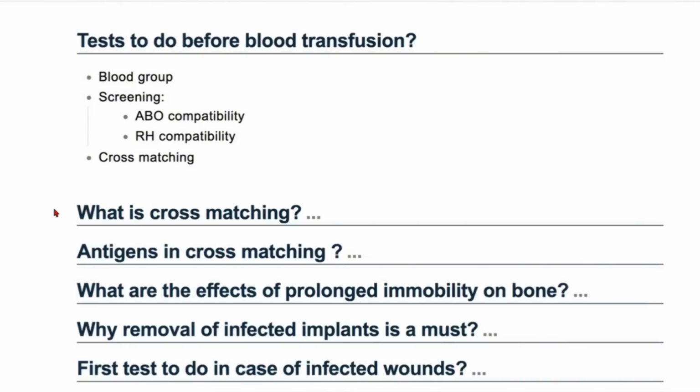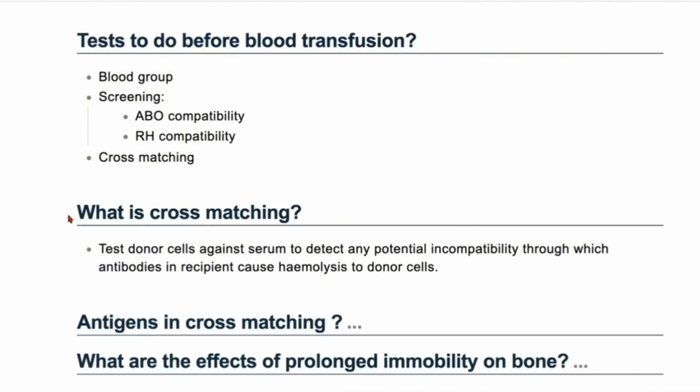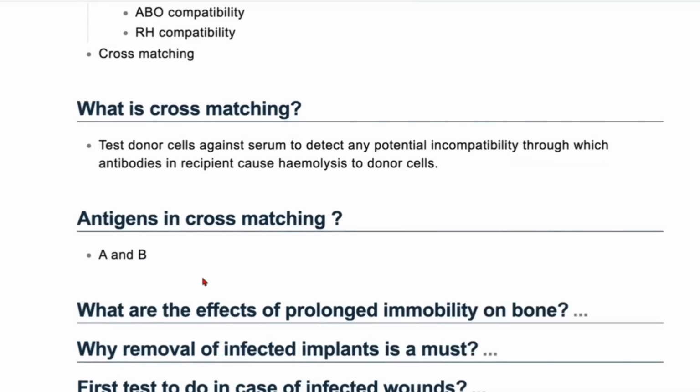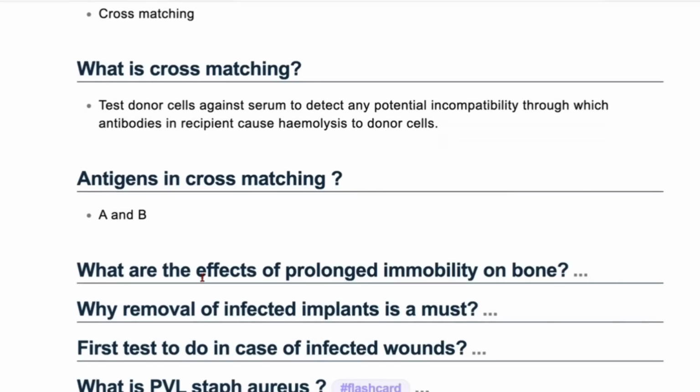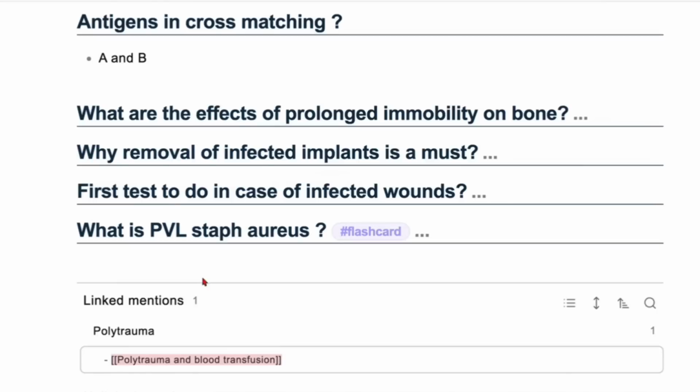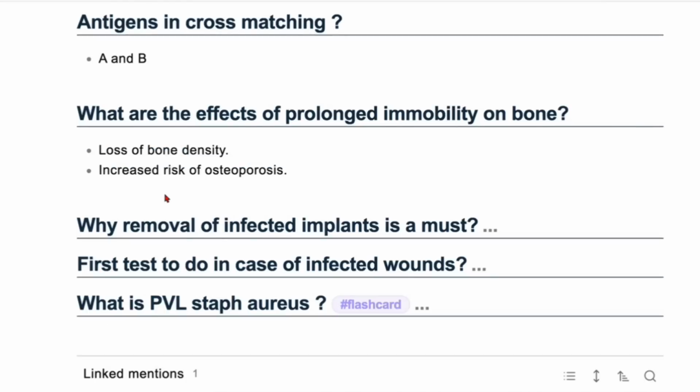And how is it done? It's done microscopically in a lab. So typically what happens is you'll have the donor cells and they place some droplets of blood and they look for hemolysis under a microscope. And what are the antigens that are usually there in cross-matching? This is antigen A and antigen B. And what are the effects of prolonged immobility on bone? So the effects would be reduced mineralization, so you'd get osteoporosis of bone, and then you'd also have reduced mineral density.